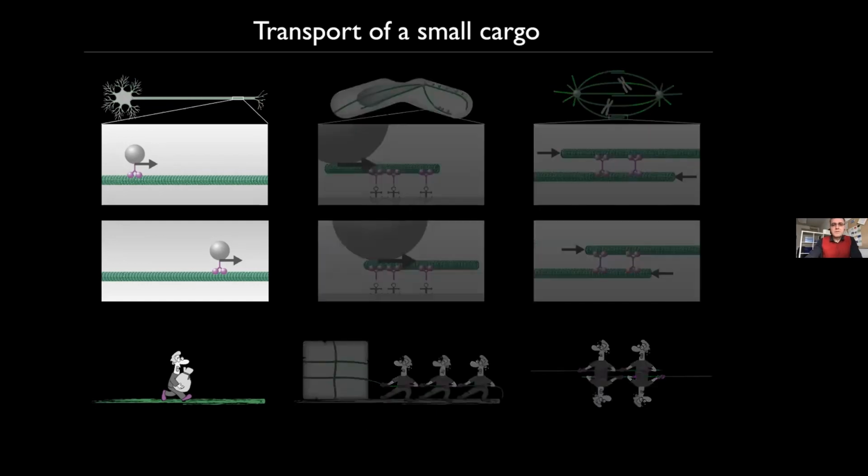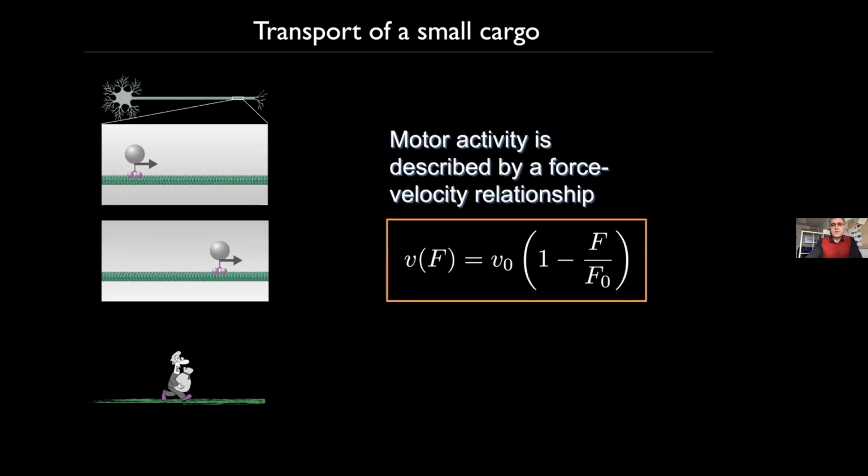So what happens if we want to transport a small cargo? In this case, we have a single motor situation, and in the single motor situation, we can describe it by the force-velocity relationship, which I already mentioned. Here I'm again repeating this linear force-velocity relationship, which I will use later in my talk.